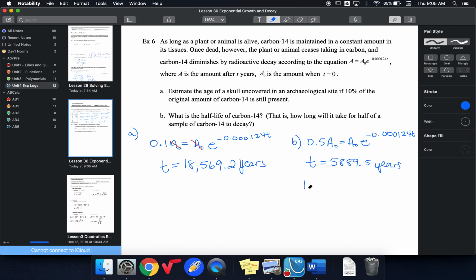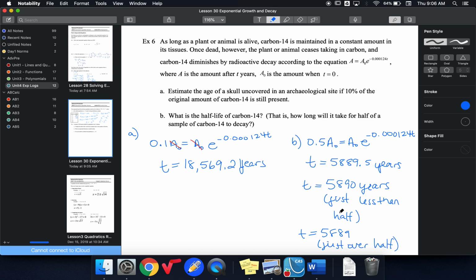Or I could round that to 5,890 years. At that point, I'll have less than half. If I had said, so just less than half. If we had said 5,889 years, then I would have just over half.